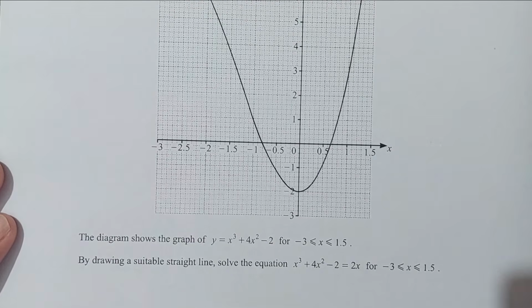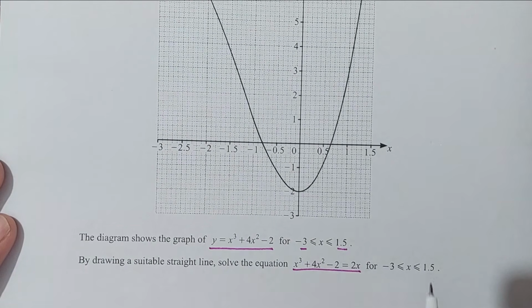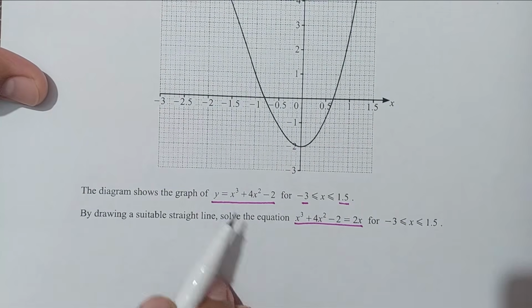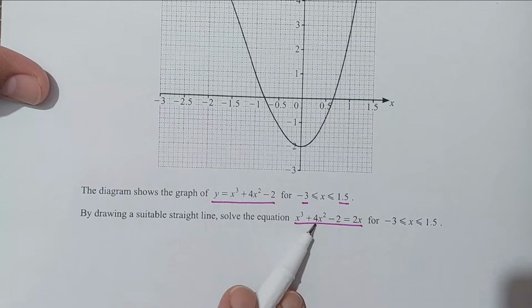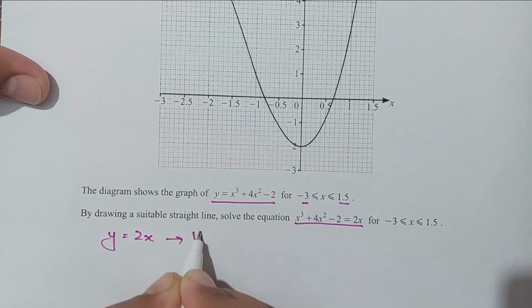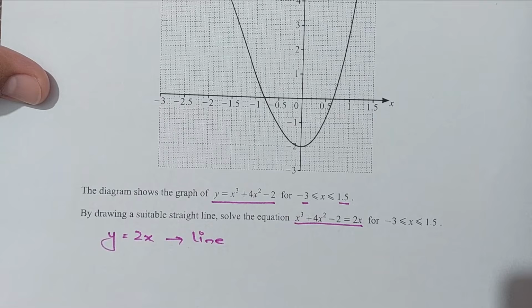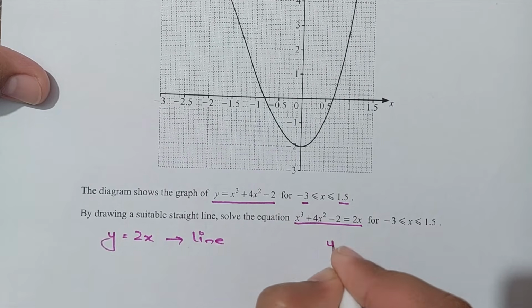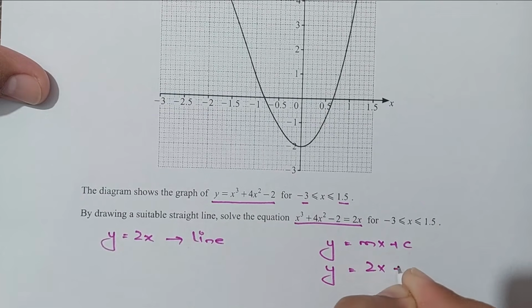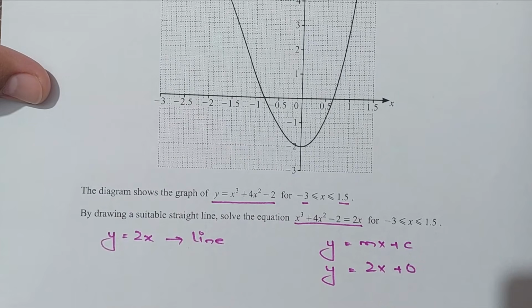Question number 18. The diagram shows the graph of a cubic function from -3 to 1.5. By drawing a suitable line, solve this equation. When they are equal, we have to draw a suitable line. So x cubed minus 4x squared minus 2 equals ... it means y is equal to 2x. This is the line. If we say y equals mx plus c, the y-intercept is 0. So y equals 2x plus 0. The y-intercept is 0 and the slope is 2.